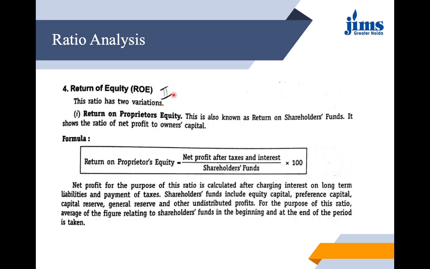Next is return on equity. Here we have the first one under this, that is return on proprietor's equity. The formula is net profit after taxes and interest upon shareholders' fund into 100. The net profit for this purpose is calculated after charging the interest on your long-term liabilities and payment of taxes. Shareholders' fund is the same that we have just calculated in the previous parts, so we will be using it that way only.